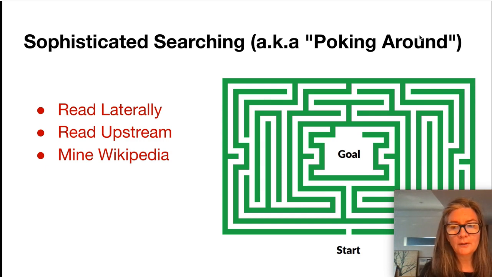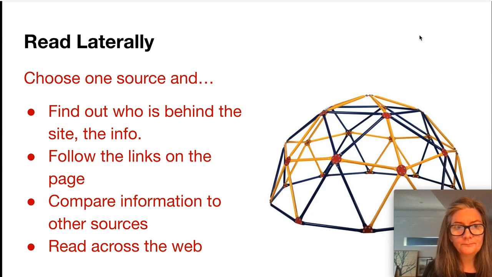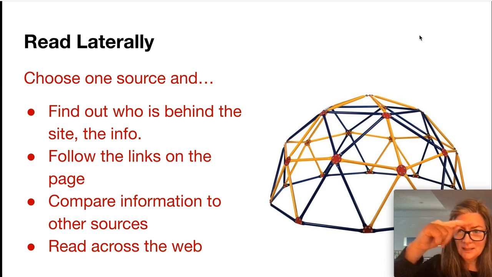So we're going to talk about a few different things: reading laterally, reading upstream. We've talked already about mining Wikipedia, so we won't go into that too much this time. Reading laterally means reading across the web. So whenever you open a new website from a quick Google search, you want to take a quick look at what's there and immediately start opening other tabs. So you're reading across in other tabs based on what you found.